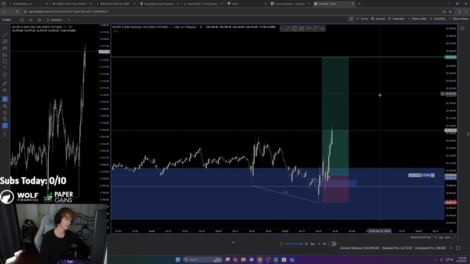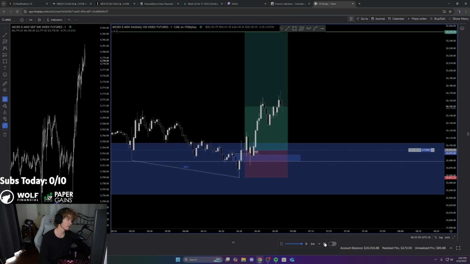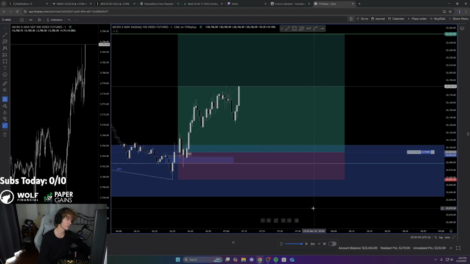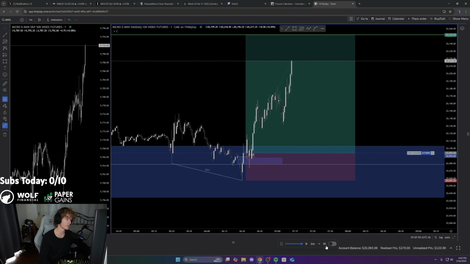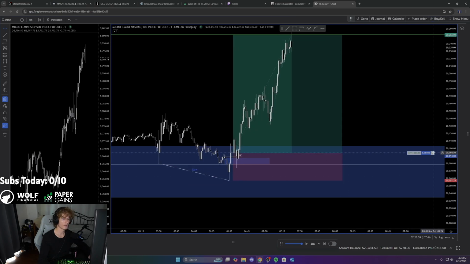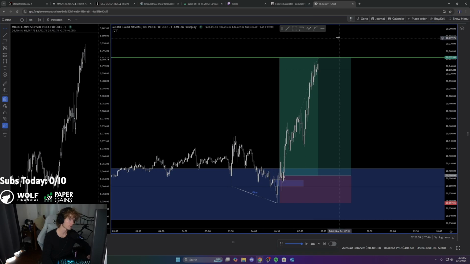The real target is equilibrium up here, so 75% of the position is out. Stops would be at break even on the remainder of the position here, and we see if we get equilibrium. And bang, target hit, and you go 100% of the position out. That would be a banger of a day. So this right here, guys, this is a textbook buy model.